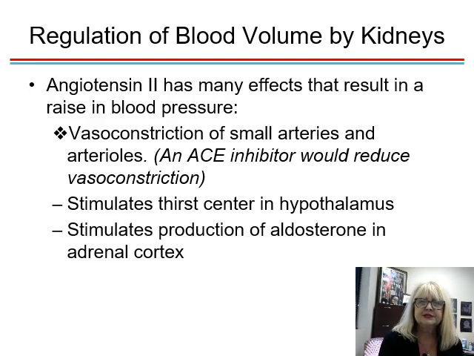So angiotensin 2 has many effects that result in a rise in blood pressure. There's vasoconstriction of the small arteries and the arterioles, and this stimulates the thirst center in the hypothalamus, and it stimulates the production of aldosterone in the adrenal cortex.